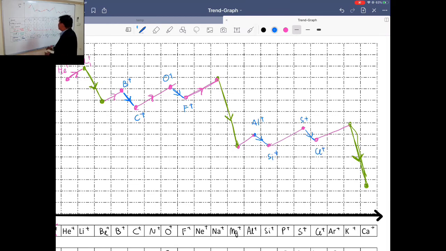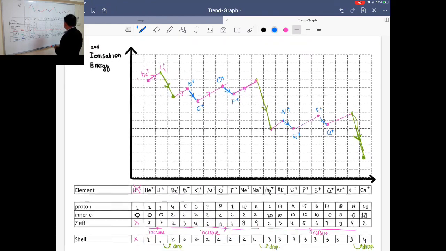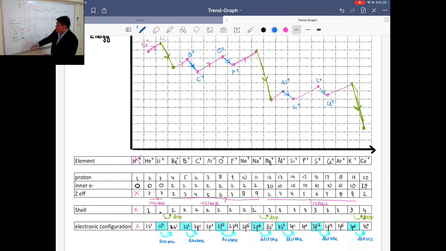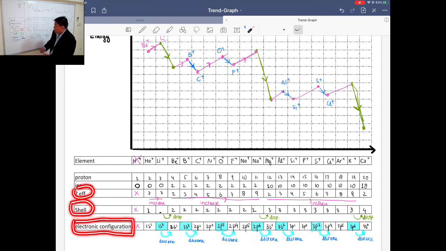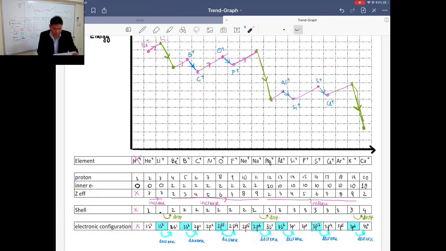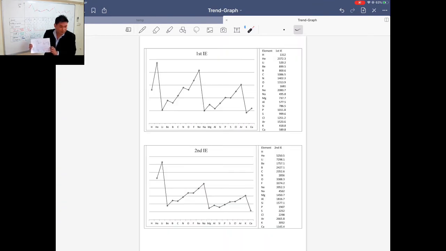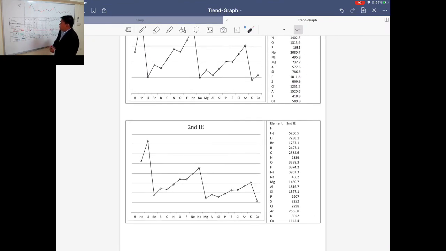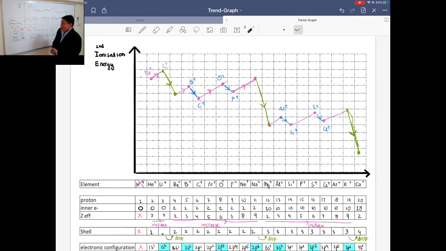So this is how the second ionization energy graph looks like. So we have three factors affecting it: number of shells, the most significant factor, effective nuclear charge, and electronic configuration. You can check your answer with my answer here in the file, and also you can compare it with the computer-generated second ionization energy graph. I think this is how I usually explain to my students. So far they understand how to draw the second ionization graph.